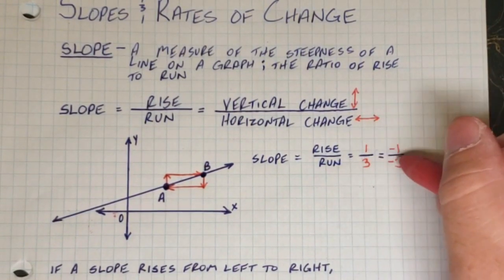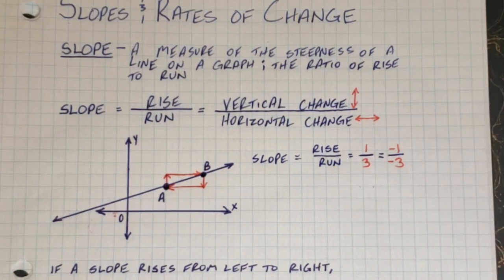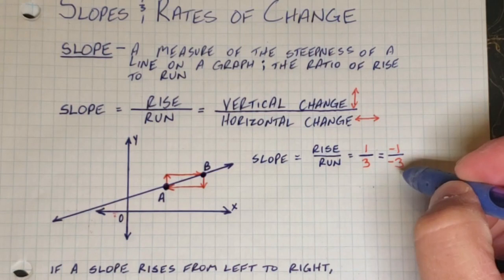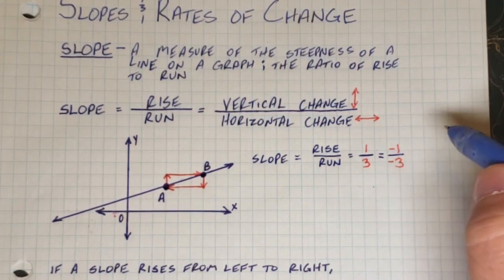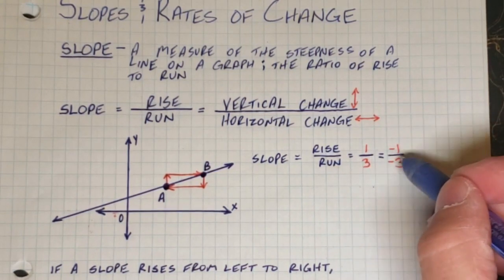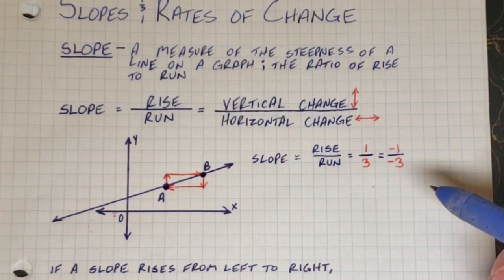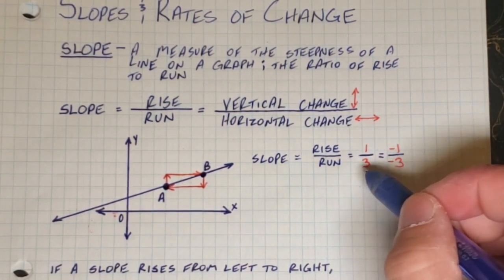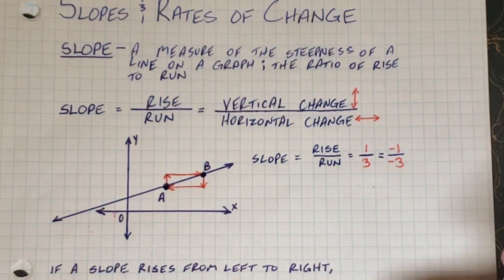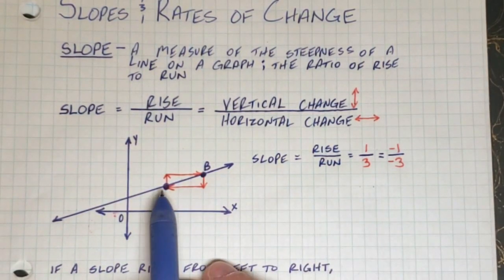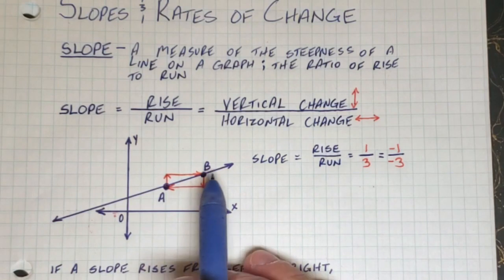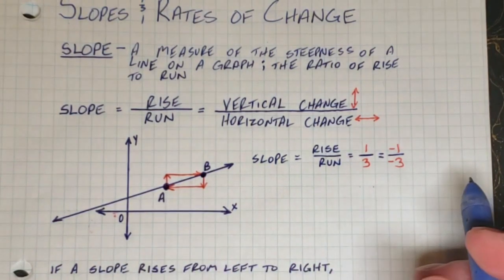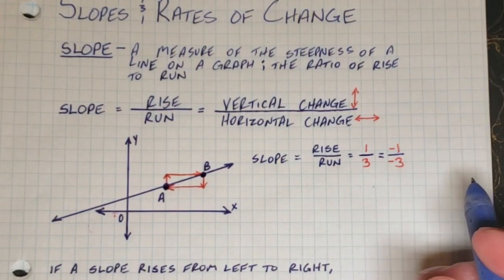So which one of these two things is correct? Well, a negative divided by a negative is a positive. So both of these things equal the same amount. 1/3 and -1 over -3 are the same thing. So it doesn't matter if I track this going from A to B or from B to A, it's still going to give me a positive 1/3.